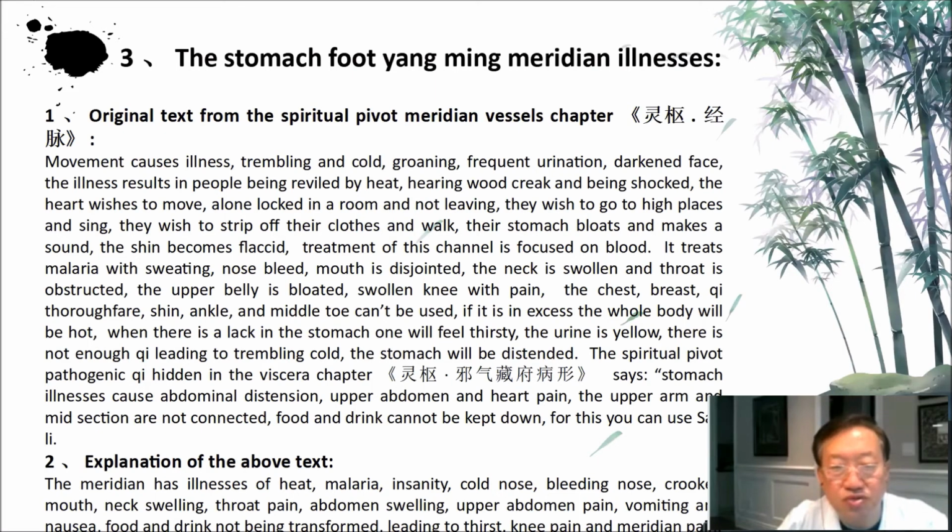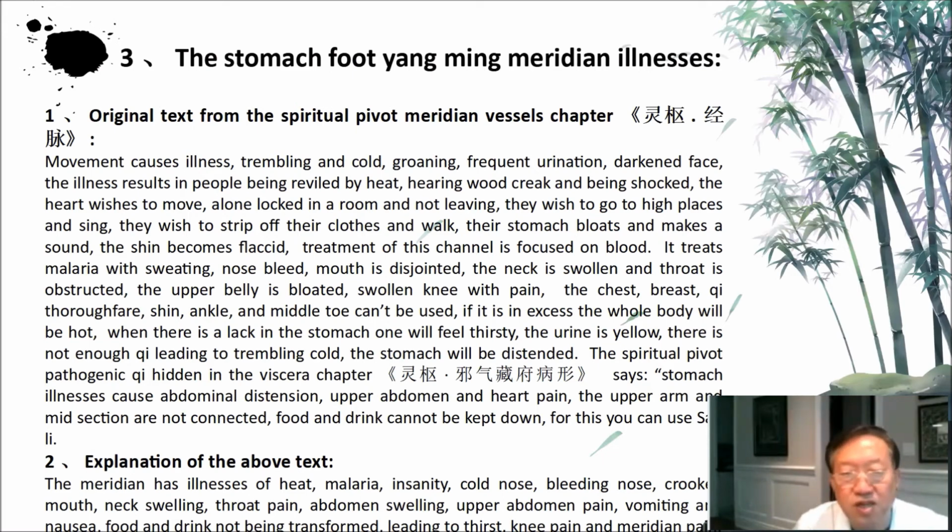It treats malaria with sweating, nosebleed, and a crooked mouth. The neck is swollen and the throat is obstructed. The upper belly is bloated, with a swollen knee with pain. The chest and breast, Qi thoroughfare, skin, shin, ankle, and middle toe can't be used. If it is in excess, the whole body will be hot.